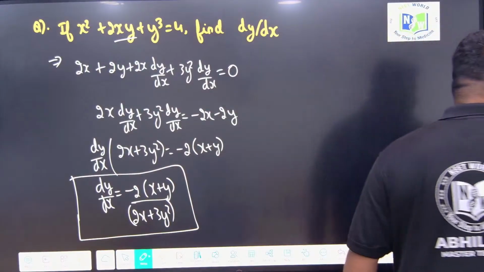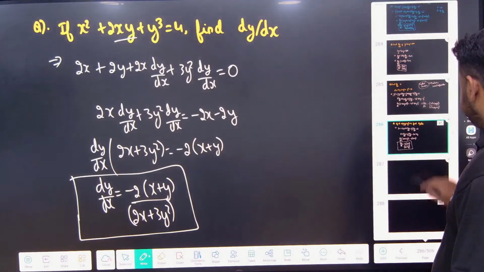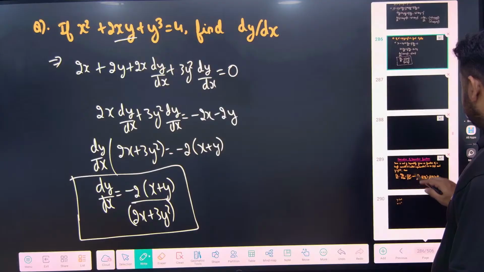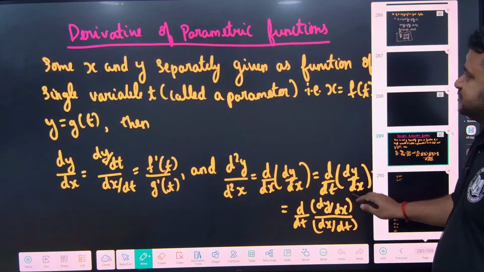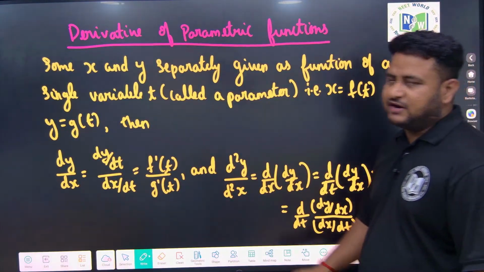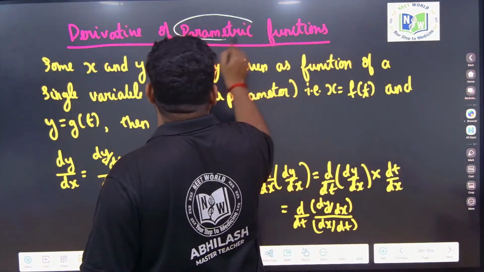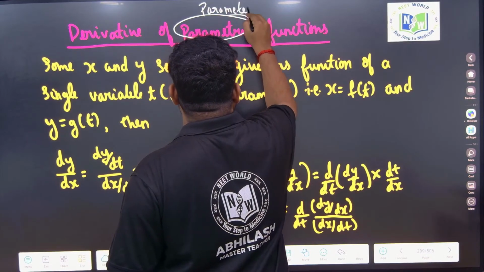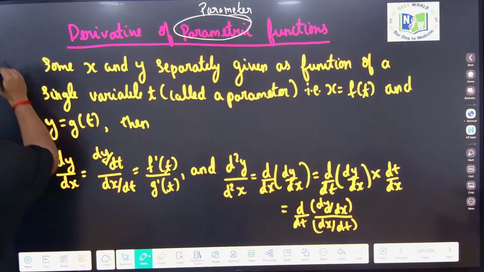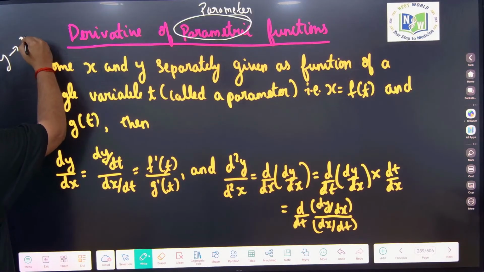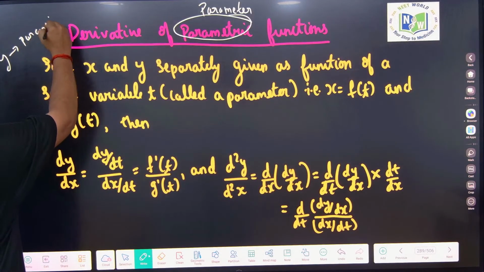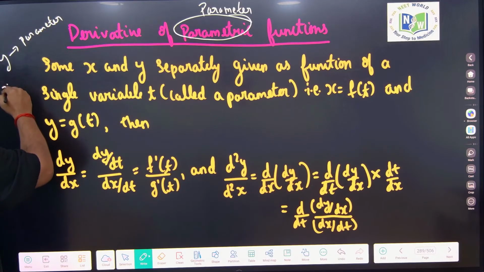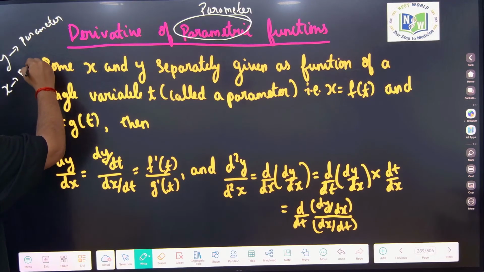Clear? Now let us go to parametric differentiation. The word itself says parametric, that is a parameter. Here x and y are given in terms of some other parameter. Function y is given in terms of some other parameter, and x is also given in some other parameter. That is the same parameter. This and this are the same parameter.